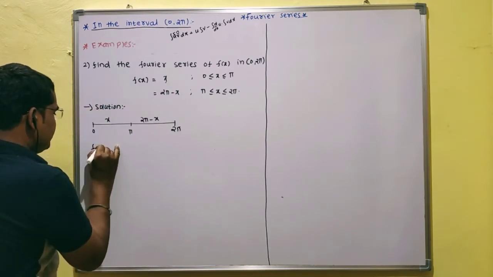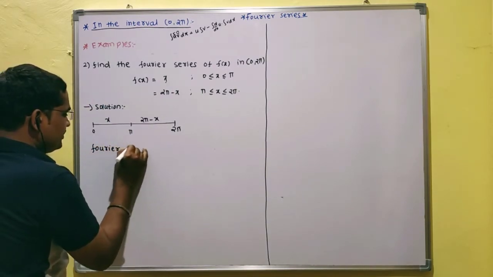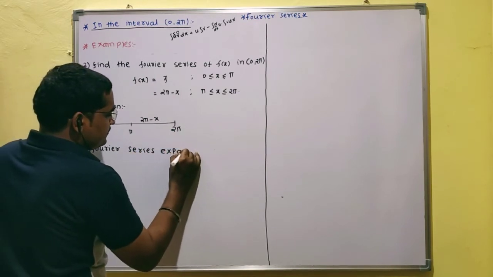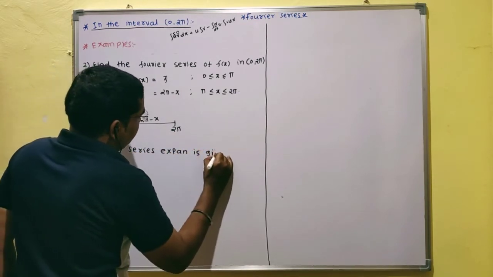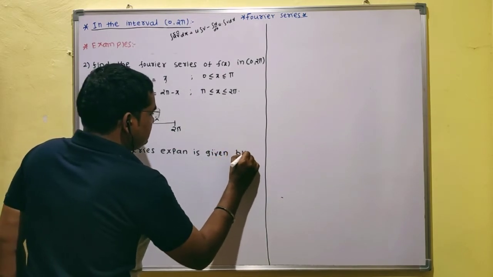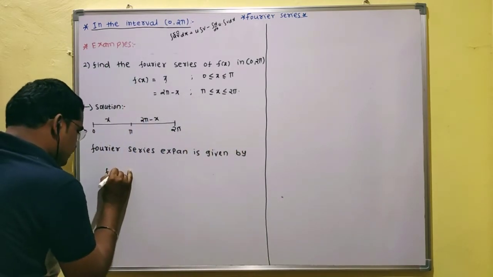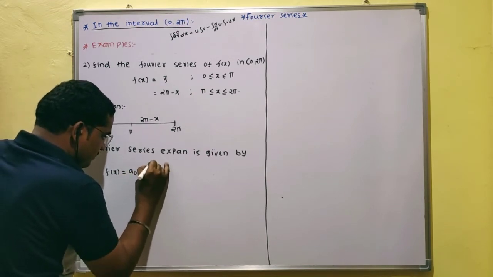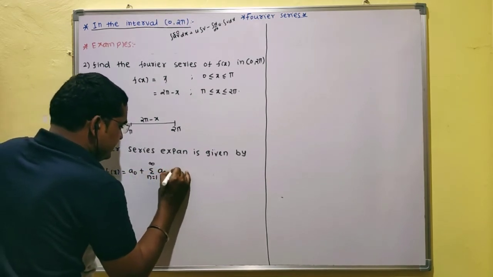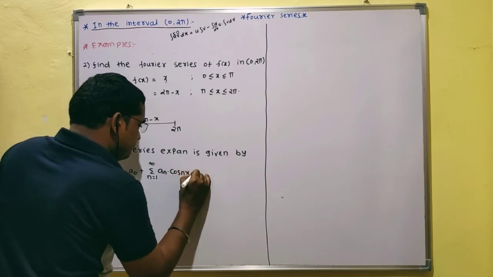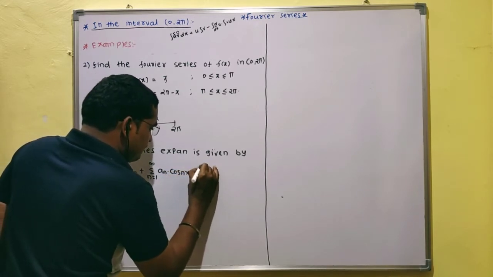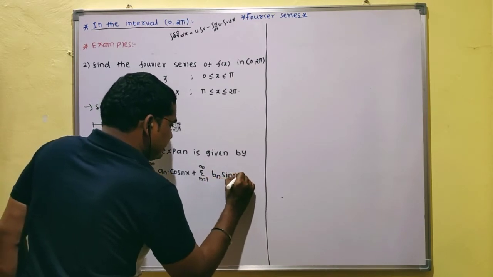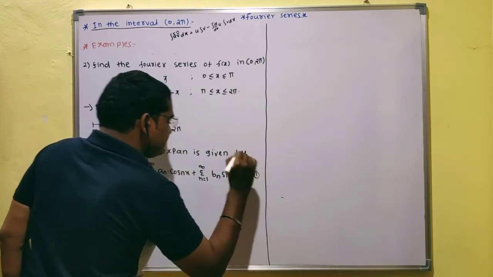Now Fourier series expansion is given by, what is the Fourier series expansion? F of x is equal to this a naught plus summation over n running from 1 to infinity an into cos nx plus summation over n running from 1 to infinity bn into sin nx. Suppose we are calling it equation number 1.